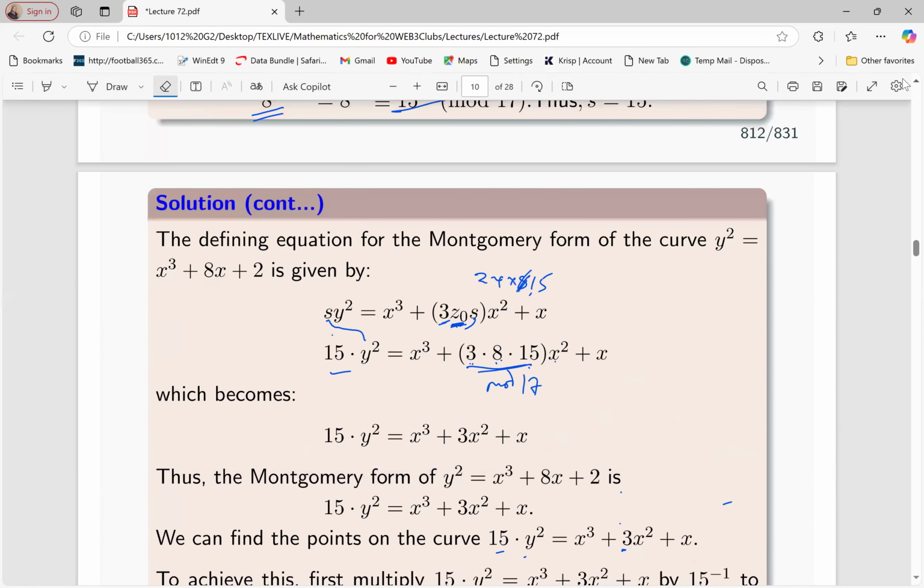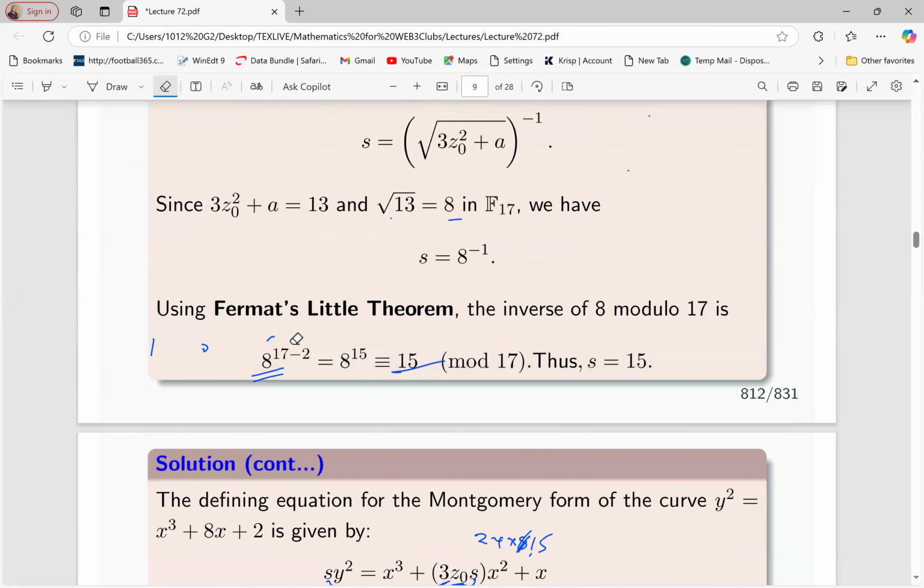And the reason is just from where we're getting S. You see, S was a square root. So S being a square root, we have 2 values of S. S was the square root of 13. The square root of 13 is either 8 or negative 8. So what we picked on is this, and we've already gotten the Montgomery equation for this.